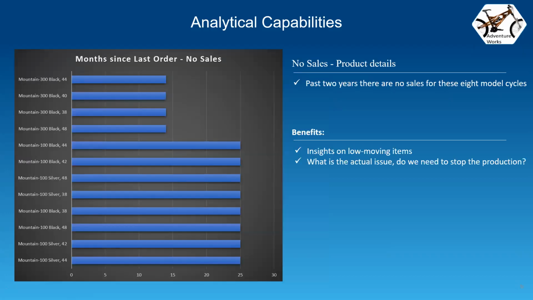So this one is another insight. What we are seeing is that for the past 2 years there is no sales for 8 model cycles. Another one, for the past 1 year there is no sales. So we need to see why this is happening. Is there any issue with the sales or the marketing team? Do we have any quality concern, or did we get any feedback from the market? Those things we can derive.